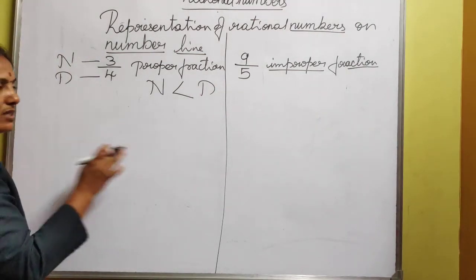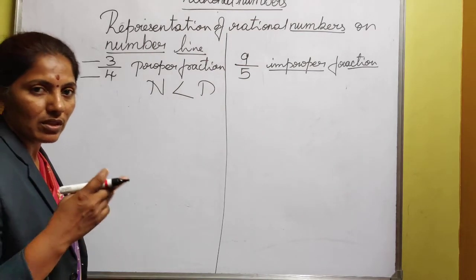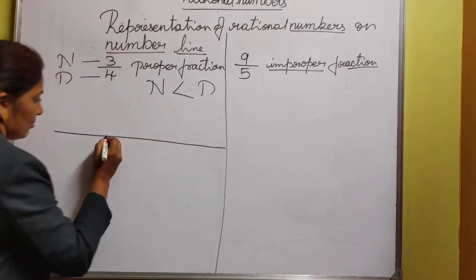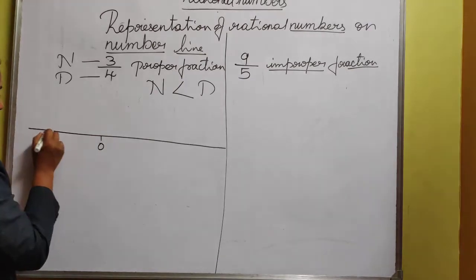If you know some of the things, it is very easy and there is no confusion in representing the rational numbers on the number line. So what do we have to do? We have to draw the number line. Let me mark this point as 0 and here somewhere this as -1.